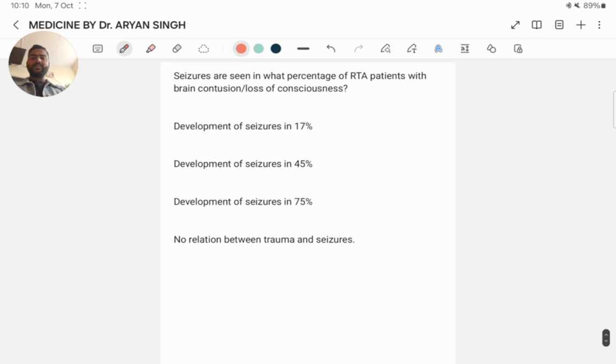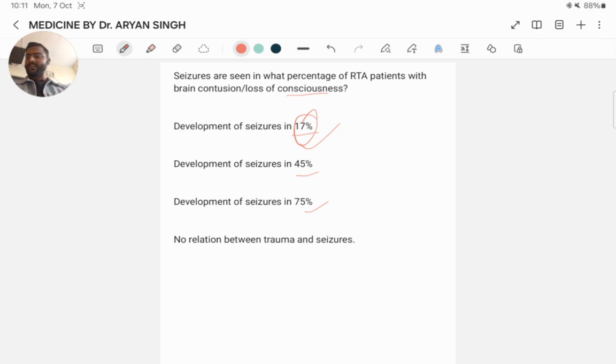Seizures are seen in what percentage of RTA patients with brain contusion or loss of consciousness? Development of seizure in 70%, 17%, 45%, 75%, or no relation between trauma and seizures. Here the answer is development of seizure in 17%, because convulsions are uncommon immediately after a TBI, but a period of tonic extensor posturing or a few clonic movements of the limbs just after the impact can occur.